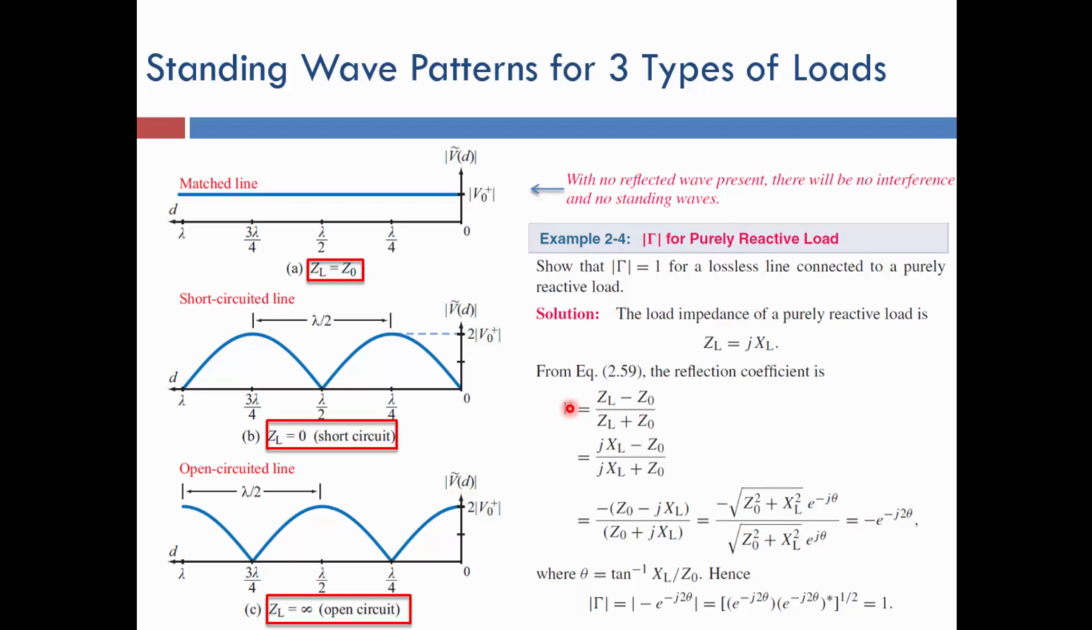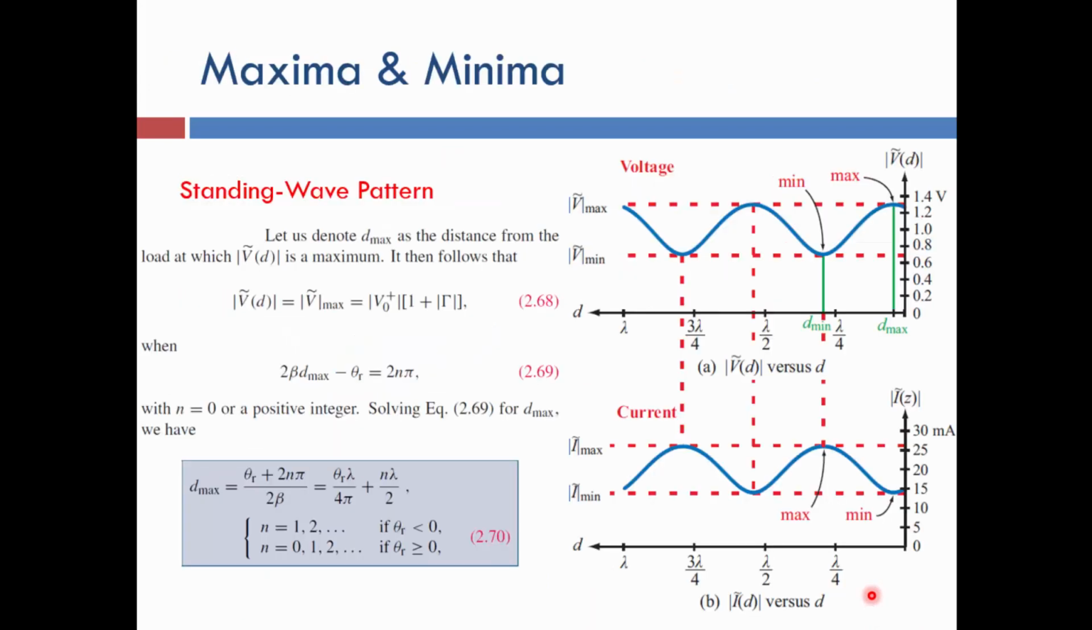If we need to calculate its magnitude, we need to multiply this term by its conjugate, so its conjugate will be positive instead of negative. So I multiply this term by its conjugate and take the square root of the product, and we will get 1. The magnitude of the reflection coefficient is equal to 1. That's it.